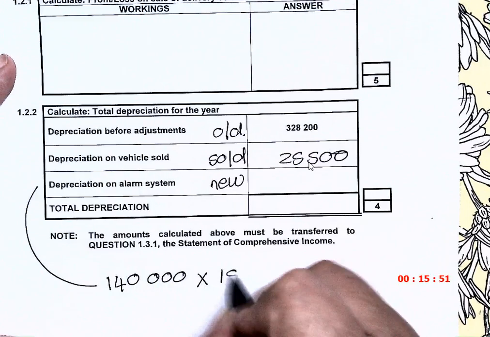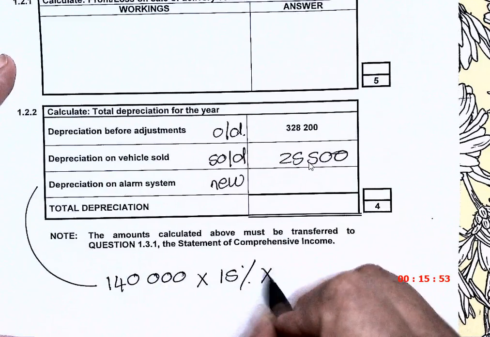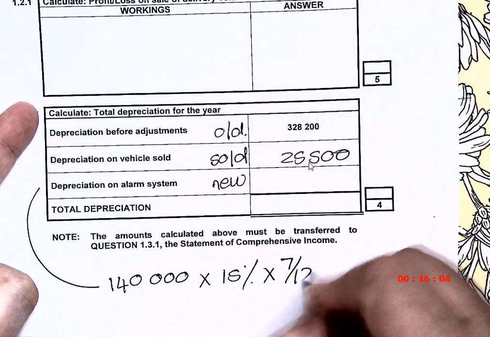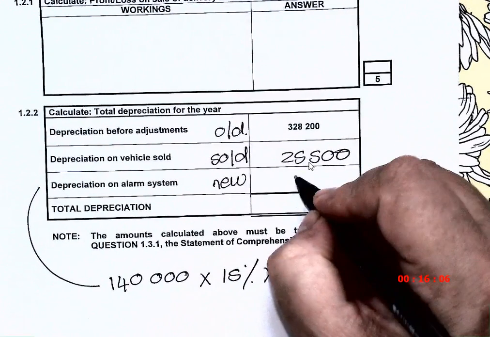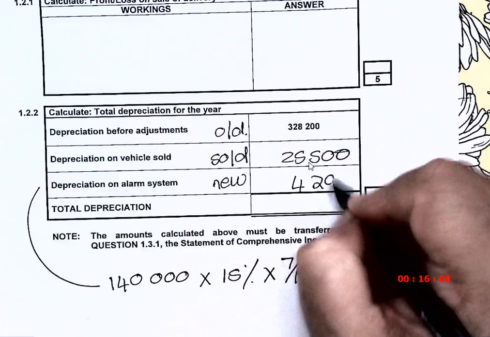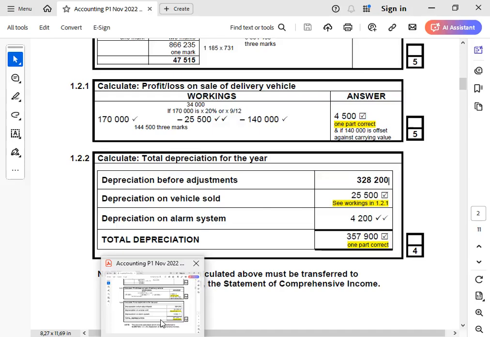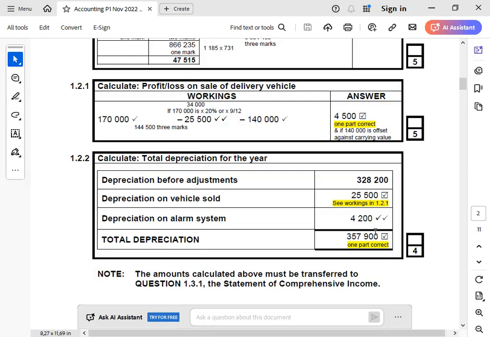and they say it's 15% on cost, and they say I had it from August, so it's August, September, October, November, December, January, February, 7 months, and according to the memo it's 4,200. Is that right? That's according to the memo, isn't it? Yeah, 4,200.